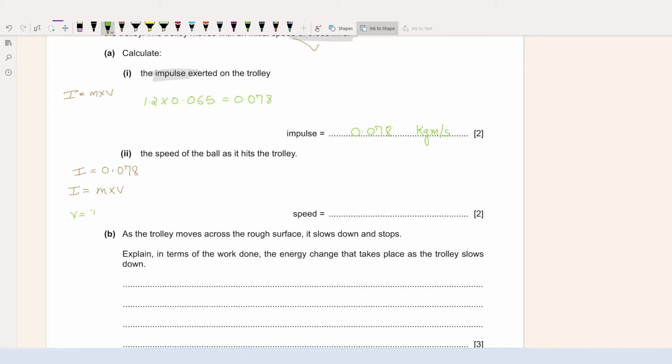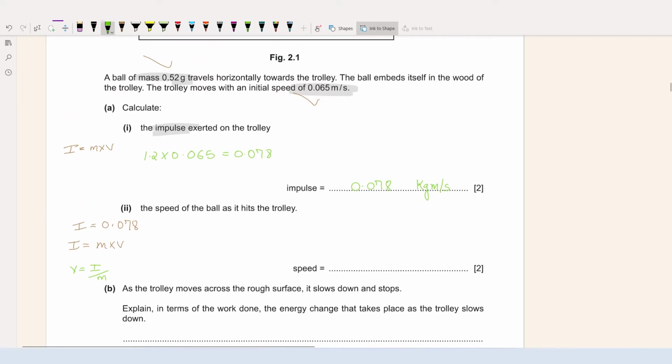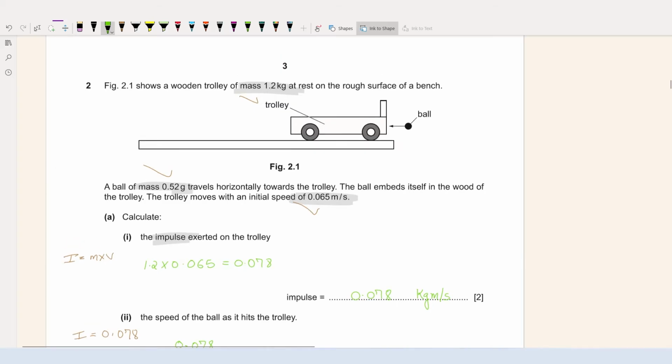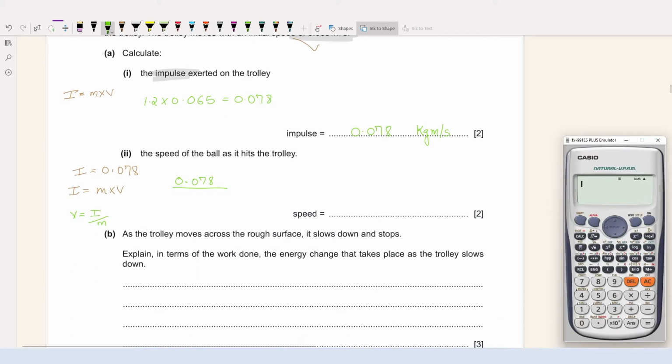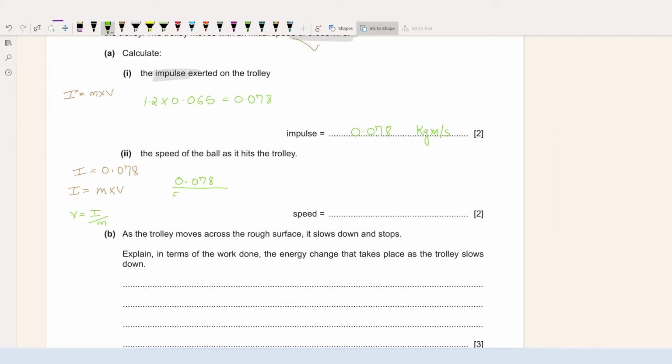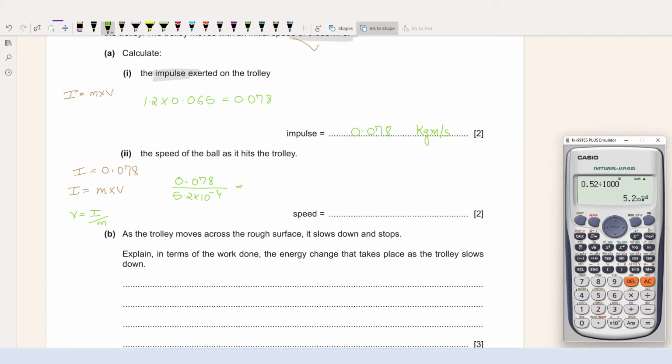V equals I by M, which is just going to be 0.078 divided by this in kilograms. 0.52 divided by 1000, which is going to give us 5.2 into 10 raised to the power minus 4. And we put this in our calculator to find our velocity.